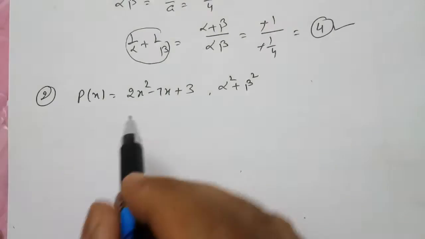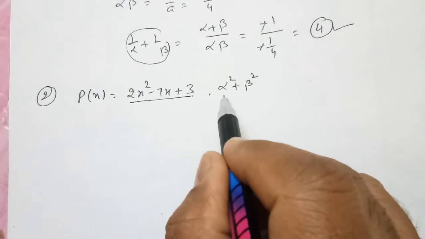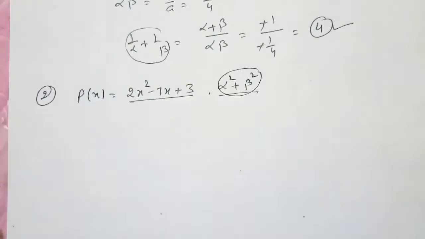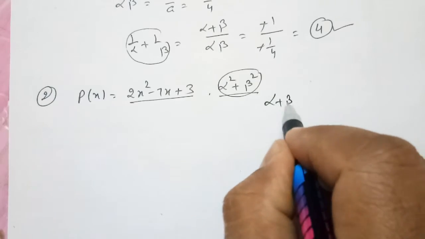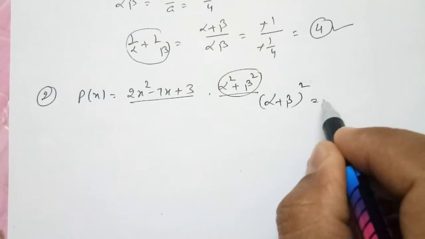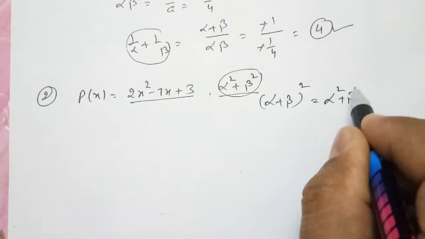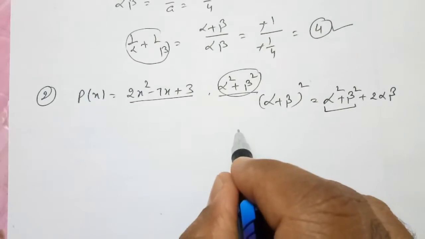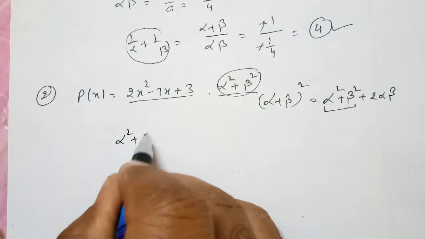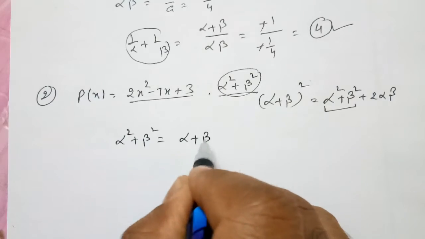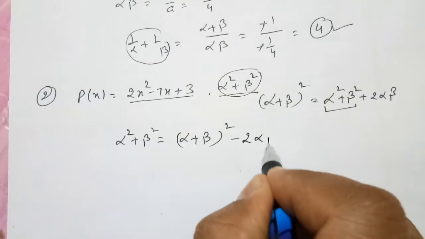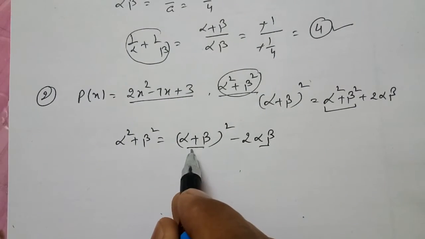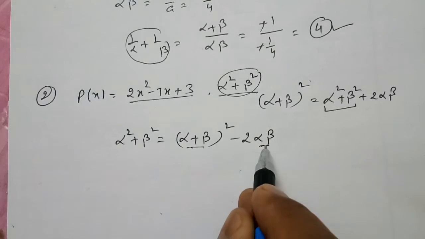Now second question is, this is a quadratic polynomial and we need to find the value of alpha square plus beta square. So this alpha square plus beta square we can obtain from alpha plus beta whole square, which equals to alpha square plus beta square plus 2 alpha beta. Or if we want this, we can write here alpha square plus beta square equals to alpha plus beta whole square minus 2 alpha beta. We are converting this into this identity because we can find out alpha plus beta and alpha beta, sum of zeros and product of zeros.